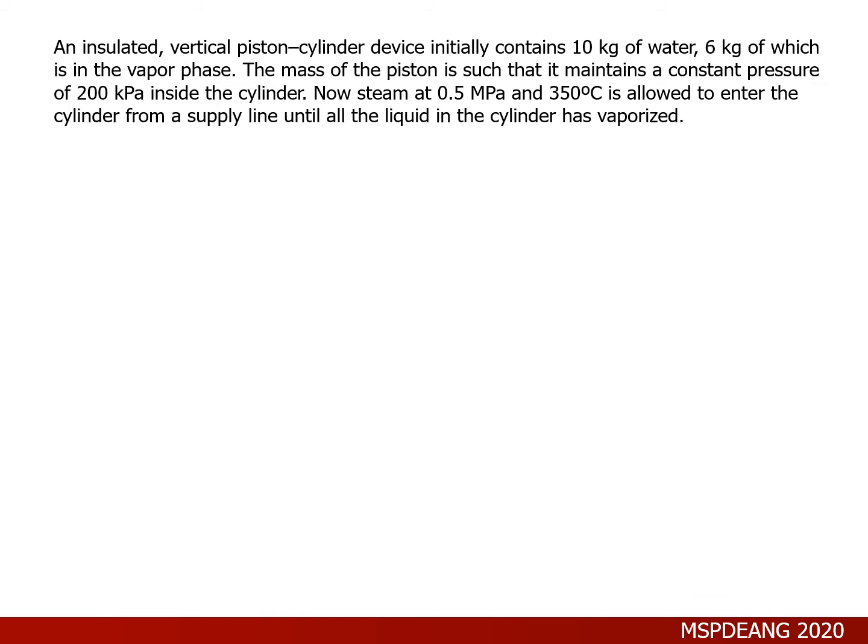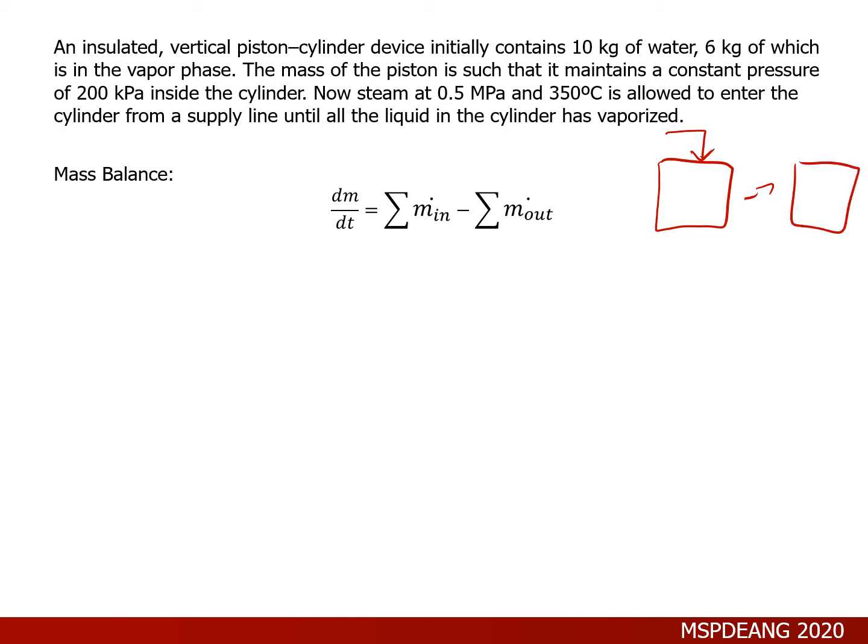Okay, for our next step, let's proceed to the mass balance. So for our mass balance equation, recall dm over dt, the rate of accumulation of steam inside the cylinder, is equal to m dot in minus m dot out. Now, this is our cylinder. We have steam coming in over time. So based on this, we have no steam going out. Therefore, m dot out should be equal to 0.